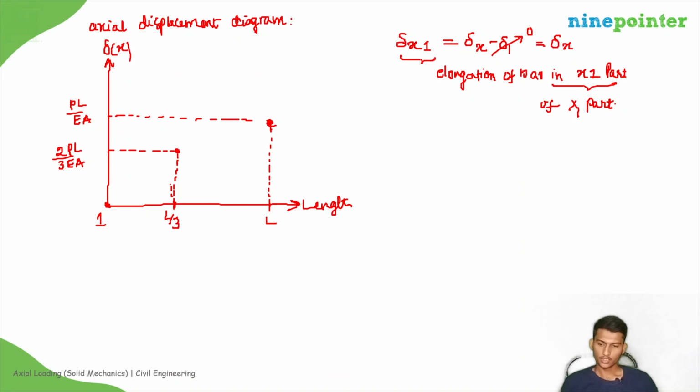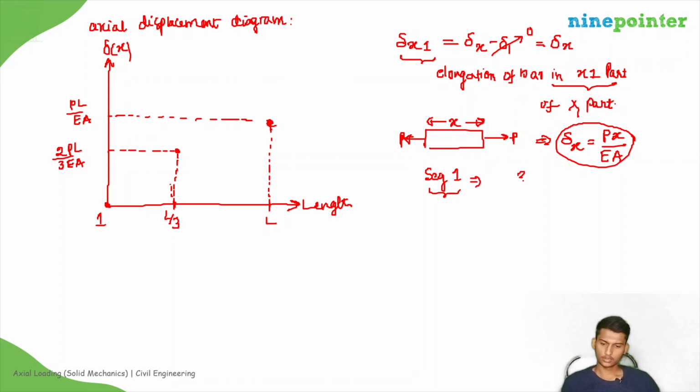So one thing I want to say, in segment 1 and in segment 2, in total segment 1 the value of internal force is constant, right? In segment 2 the value of internal force is constant. So if the value of internal force is constant, if this is distance x and this is some force P, then what is the value of del x? That will be the force P times x divided by EA, right? So for segment 1 it is 3P by 2E into 3 by 4A into x, right?